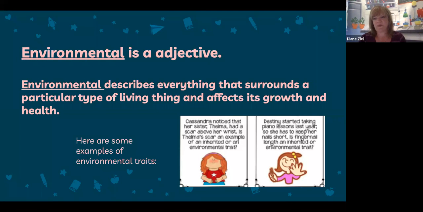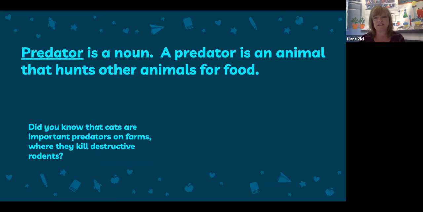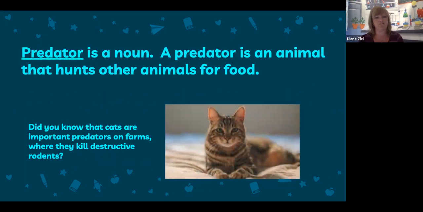Destiny started taking piano lessons last year, so she has to keep her fingernails short. Her short fingernails are not an inherited trait, they are an environmental trait as a result of her piano lessons. Predator is a noun. Predator is an animal that hunts other animals for food. Did you know that cats are an important predator on farms where they kill destructive rodents?